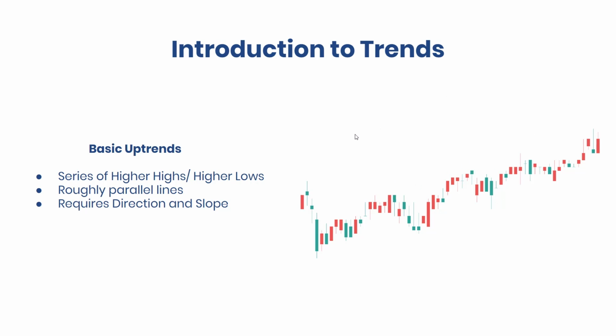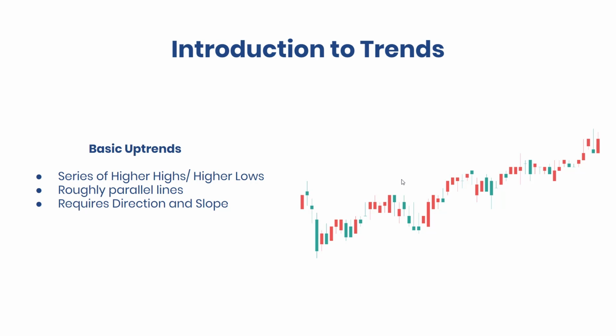And that works for our highs just like it does for our lows. So here's our low, we got a higher low, another higher low. And those are the basic components of an uptrend. It's a series of higher highs and higher lows. And you can draw in roughly parallel lines connecting the highs and the lows. And the more parallel it is, the more likely it is a trend or a channel.